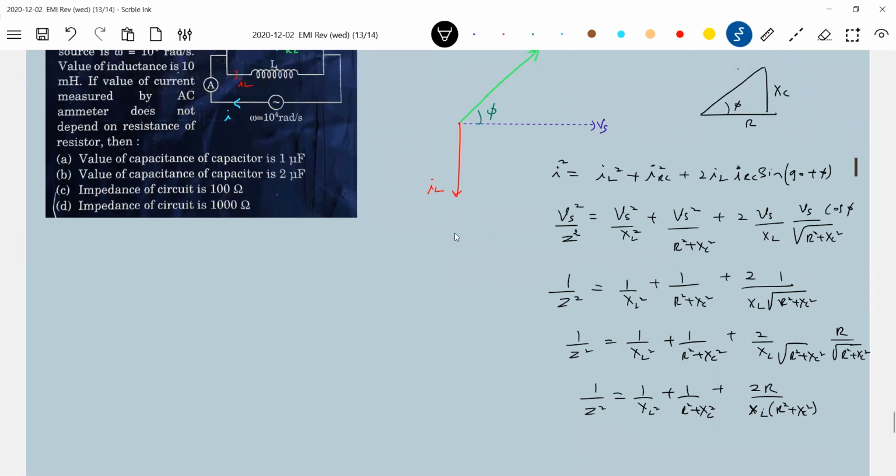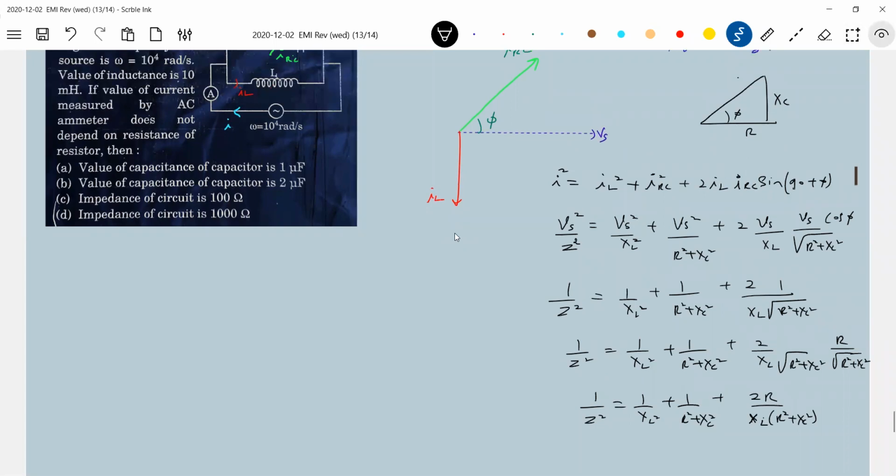Where is the negative sign? Somebody said sin 90 plus phi. Cos phi only, sir. Oh, sorry. Angle, no. Vector addition, we will get minus there. Minus sin phi. Minus sin phi. Then minus XC by root R square plus XC square, sir. Okay, let it be this one. So cos 90 plus phi is minus sin phi.